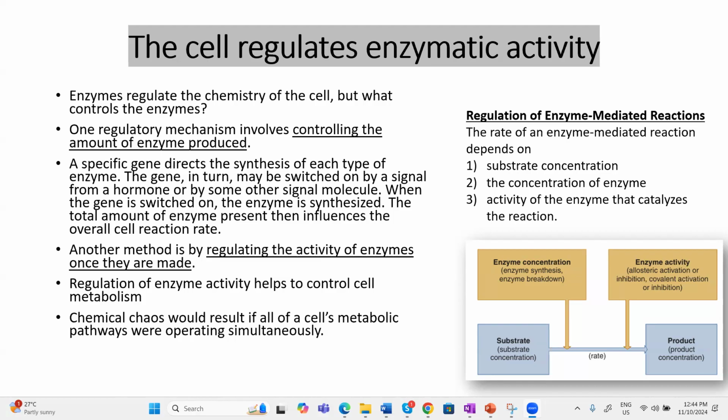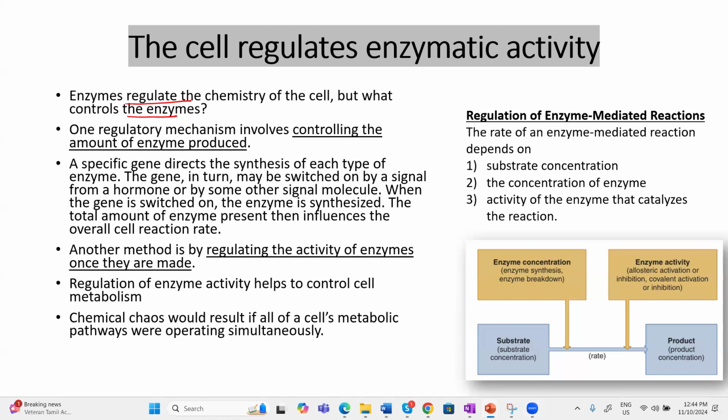In this video, we are going to study how the cell controls enzyme activity. Now see one thing, enzymes regulate the chemistry of the cell. But the question is, who is controlling the enzyme? One method of controlling the enzyme is that we should stop its production if it is not required, or we should allow its production when it is required. Means we are controlling the enzyme production at the gene level.